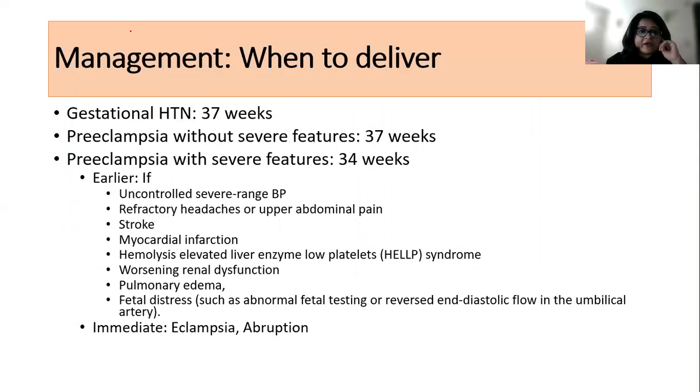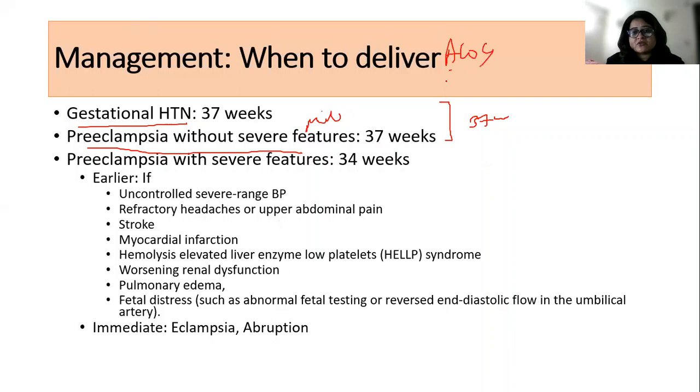Now, management: when do you deliver? Okay, this slide is very important. So if you have gestational hypertension and preeclampsia without severe features, or mild preeclampsia, then we terminate at 37 weeks. I am telling you this with reference to ACOG guidelines 2018, which is my reference.